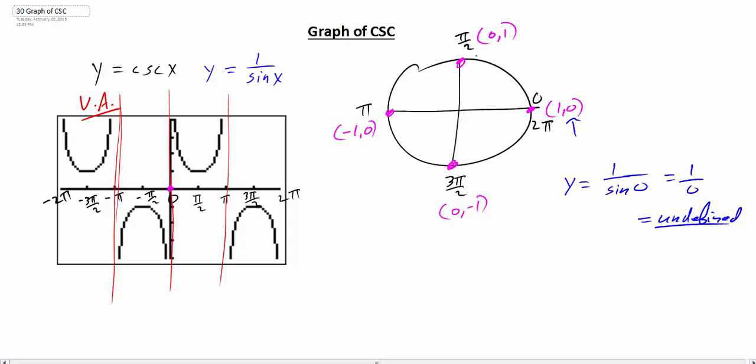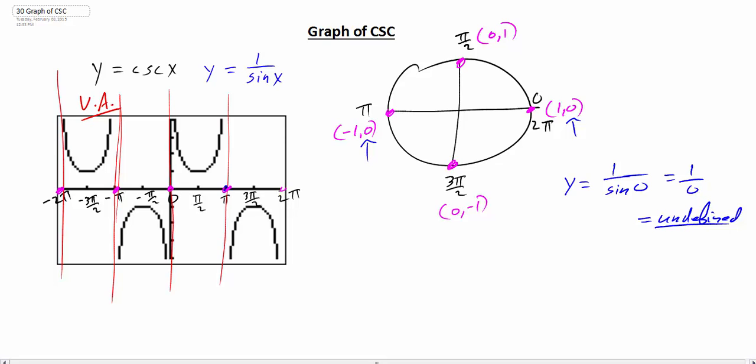Because we can't divide by 0, that's why we have this vertical asymptote at 0. And then at pi over 2, we're okay because we have a 1, but then when we come over here to pi, notice again, we're looking at our y value, we have another 0. At 3 pi over 2, we're okay because y is a negative 1. And then back at 2 pi, y is 0. So that's why we have vertical asymptotes at 0, pi, 2 pi, and if we went negative, we would still have a vertical asymptote at negative pi as well as negative 2 pi.